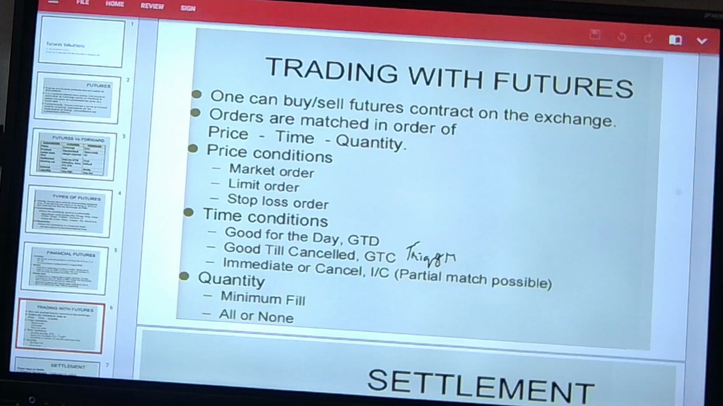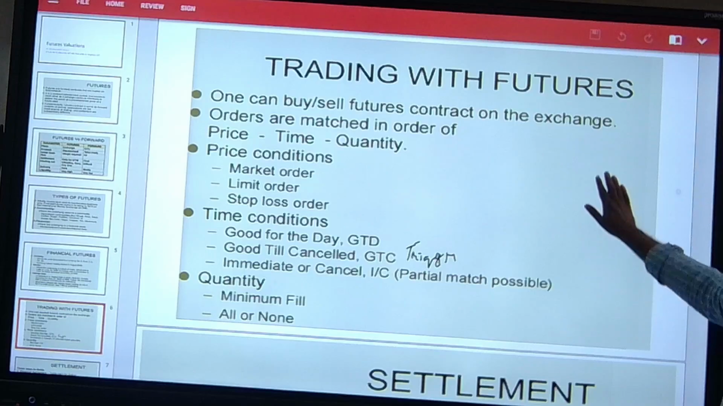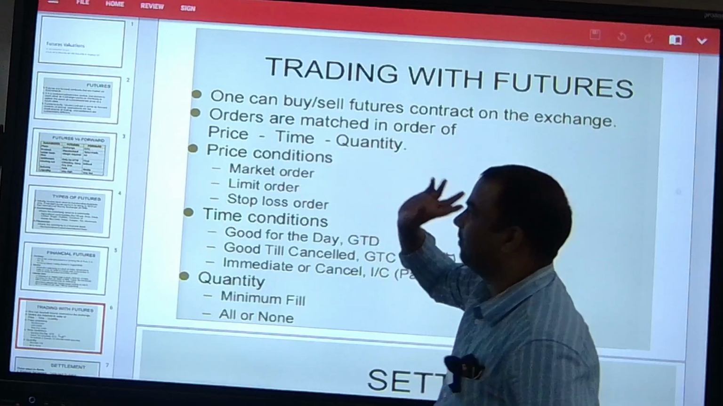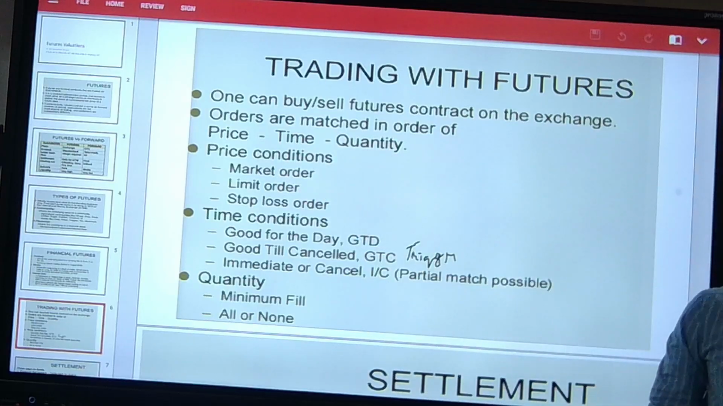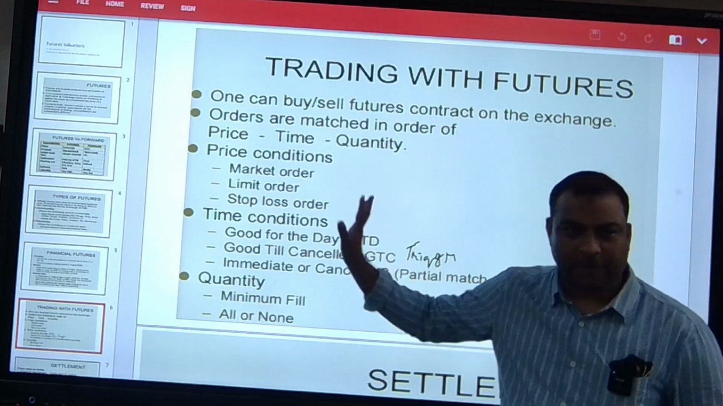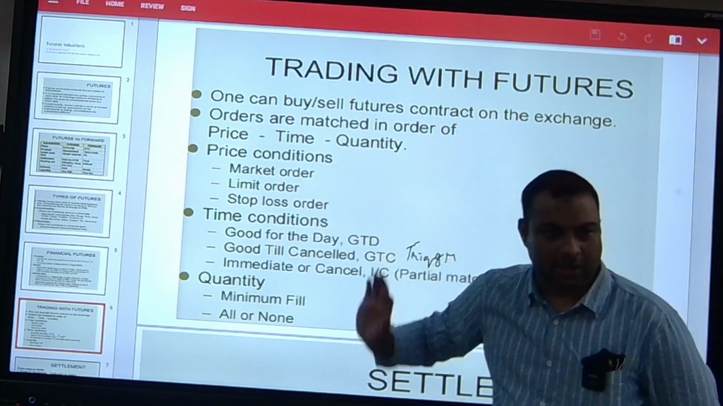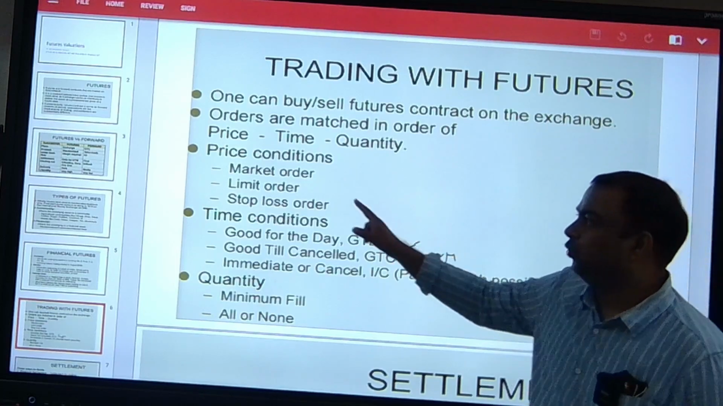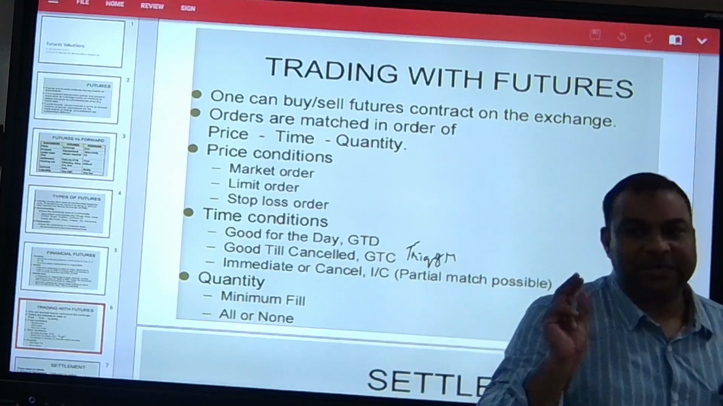Trading with futures, one can buy and sell future contracts on the exchange, and orders are matched by price, time, and quantity. There are many types of price orders, like market orders. When you place a market order, your contract will be executed at the best possible quote available in the market.